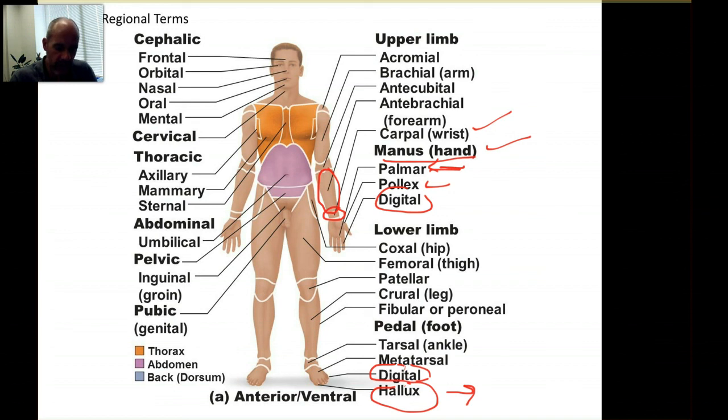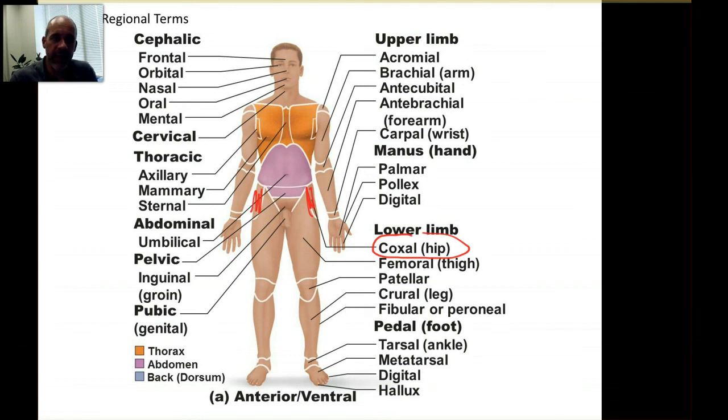All right, how about down here, our lower limbs, our legs? Let me erase all of that. Coxal is a term that refers to the hips, so right over in here and right over in here. And you'll see that again when we do the skeletal system, because the actual scientific name for your pelvic bone on each side is the os coxa on each side, so you will see that again.